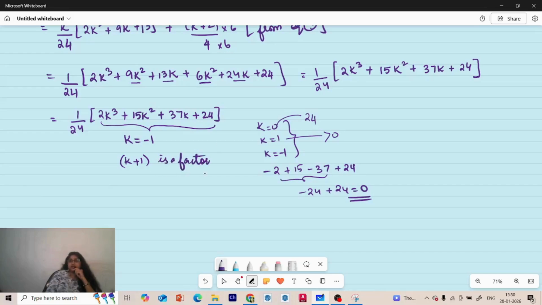ఓకే, దాని తర్వాత once you get k plus 1 as a factor, what you can do, you divide this cubic equation with k plus 1, మనకు ఒక quadratic equation వస్తుంది. Okay, but that process is very long. Let me show you guys something easier. Okay, which is called synthetic division.